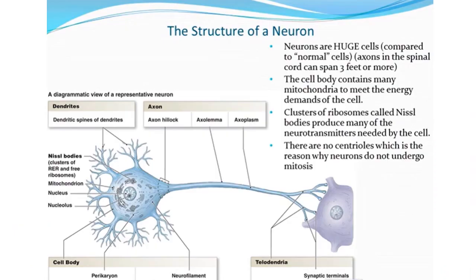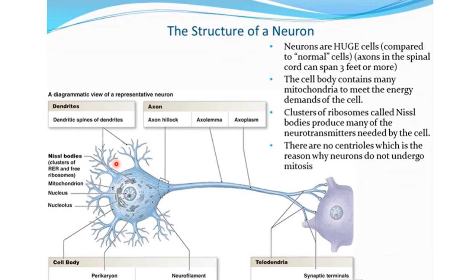All right. So looking at the structure of the neuron, we have seen a neuron before, so we're just going to look at it in more detail. In comparison to all the other cells of the body, neurons are very, very big. Some of them are 3 feet or more, depending on how tall you are, because of those axons, they can extend long distances, like from your spinal cord all the way to your toe. That can be an axon.